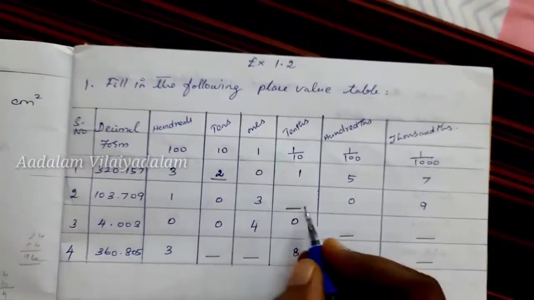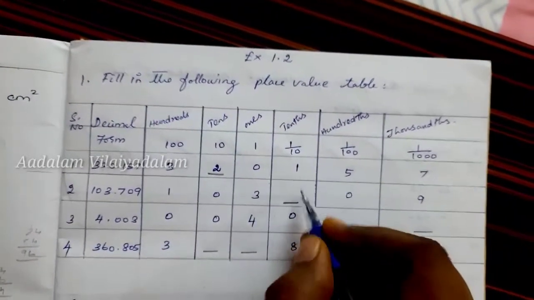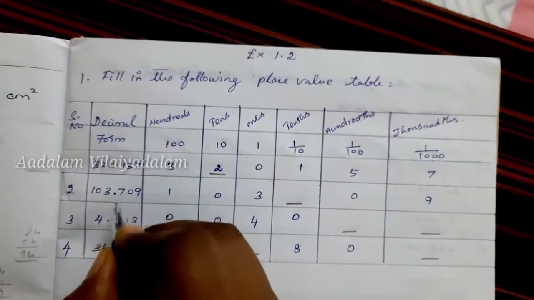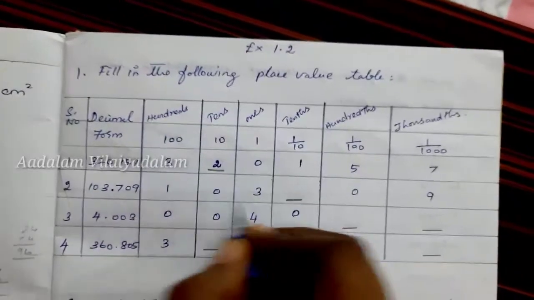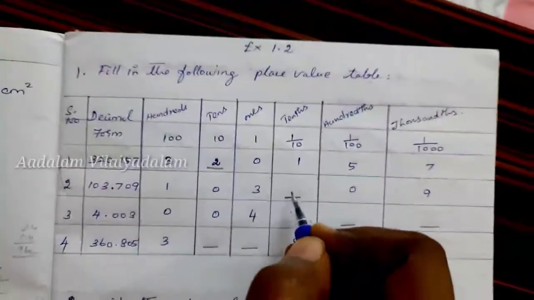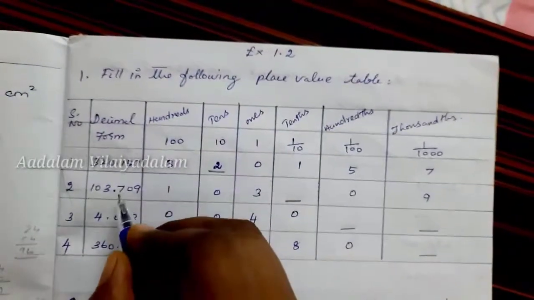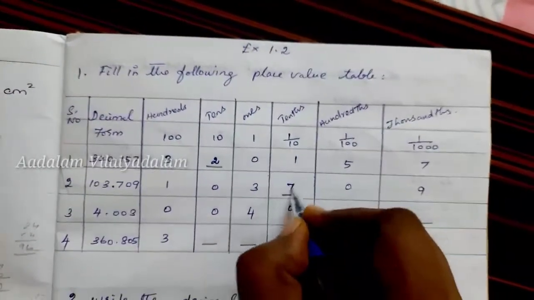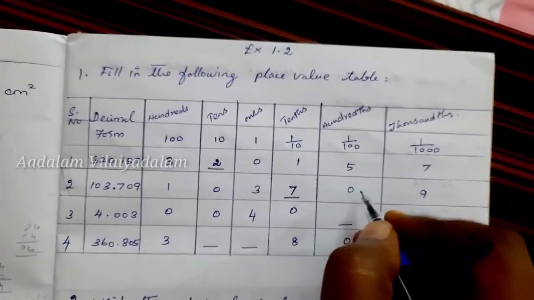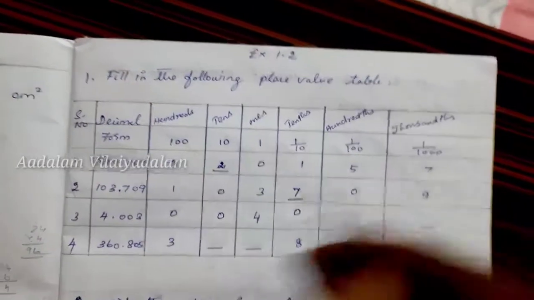Now look at the place value of 1 by 10. What is 1 by 10? After the decimal point we get the 1 by 10. So 103 is the whole part. Then 1 by 10 usually comes in the fractional part, so the value is 7. Then the hundredths value, 1 by 100, is 0. Then the thousandths value is 9.